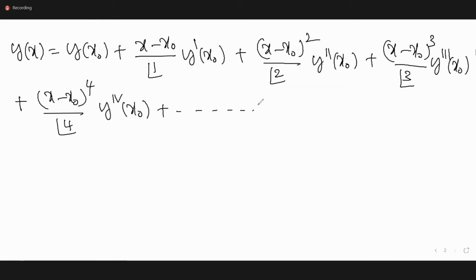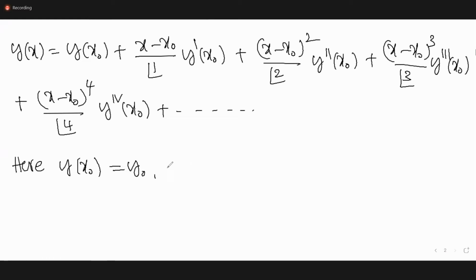So using this Taylor series expansion, we have to find the numerical solutions of the given initial value problem. Here, what is y of x naught? Y of x naught is the initial condition, y of x naught is equal to y naught. That is the given initial condition.